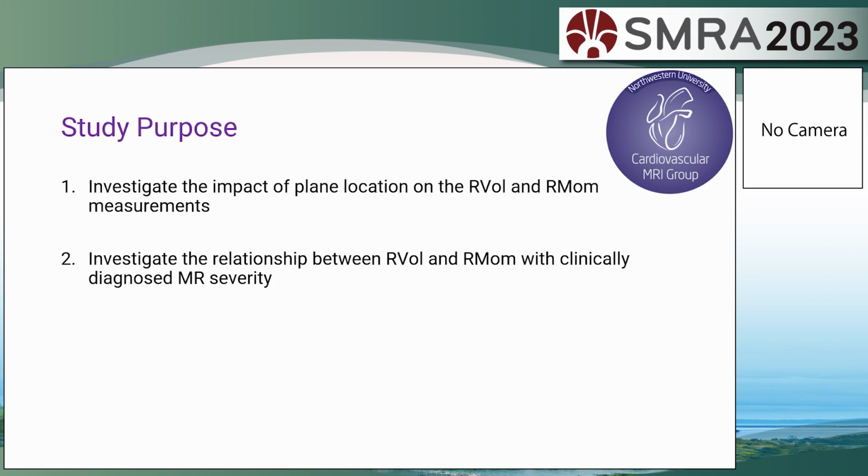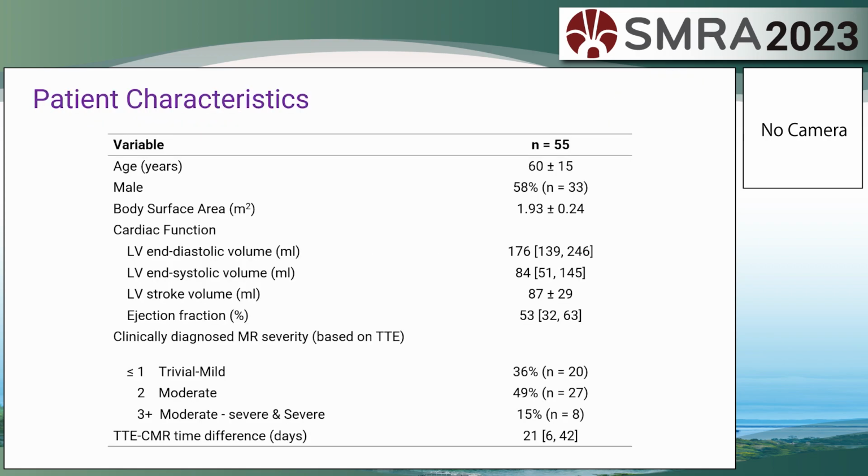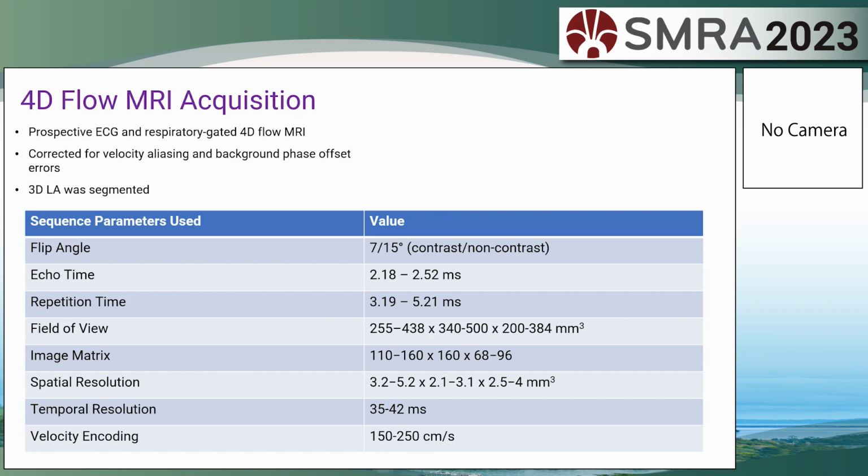The purposes of our study are to investigate the impact of plane location on regurgitant volume and regurgitant momentum, and these metrics' relationship with clinically diagnosed MR severity. The table describes our study cohort and our patient severity gradings, with 36% of them being diagnosed with trivial to mild MR graded as 1, 49% with moderate graded as 2, and 15% with moderate to severe or worse graded as 3+. Here we've included a few points on the type of 4D flow MRI that we used in our study, along with the sequence parameters used.